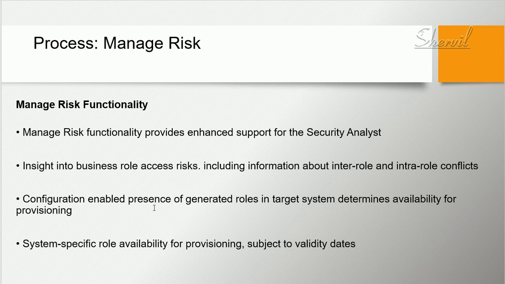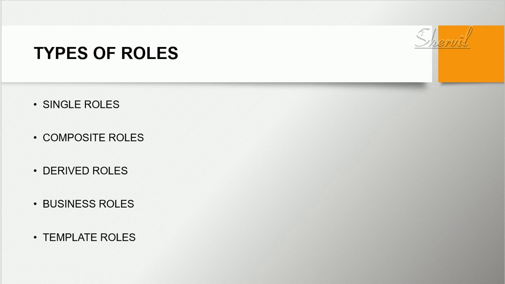The configuration-enabled presence of generated roles in the targeted system determines the availability of provisioning. System-specific role availability for provisioning is subject to validity dates. So what are the different types of roles we have? BRM has several; I just listed 5 of those, but there are others also, like the S4 HANA roles, which I did not list here.